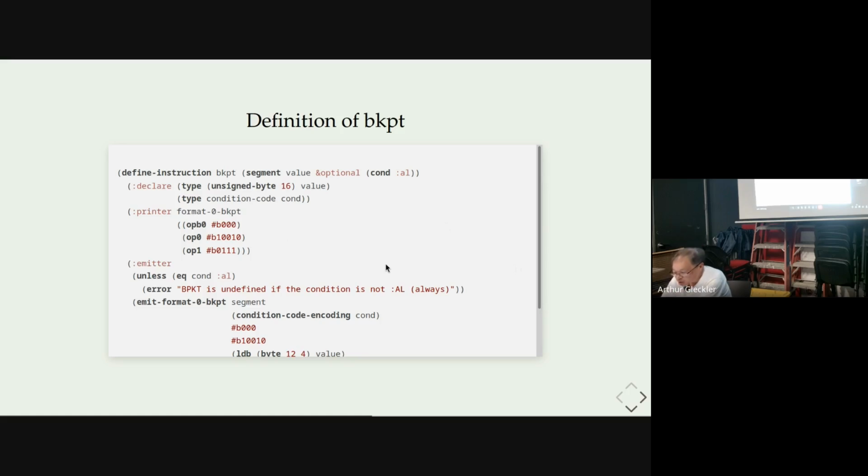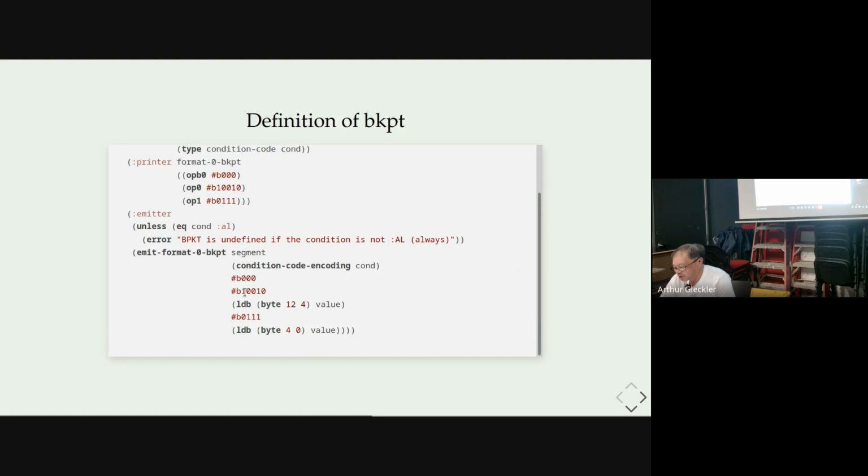And then to define the actual instruction, you give it the name BKPT, which we try to keep the same as the ARM instruction name. There's a value, which is the 16-bit value. And basically, you call the emit for the format 0 instruction that you define, the format you defined above. And the segment is something for the assembler to keep track of things. And you list out the various parts of the instruction that you define. So there's 6 parts, which is an instruction definition.